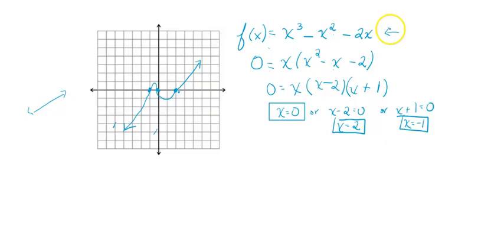Well, negative 1 to the third power is negative 1, minus negative 1 squared, which is 1, so negative 1 minus 1... no, I said that wrong. Negative 1 minus 1 is negative 2. And then negative 1 times negative 2 is positive 2. So negative 2 plus positive 2 is 0. So yes, all three of these answers do work.